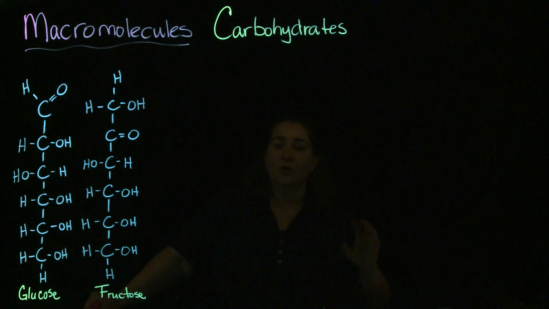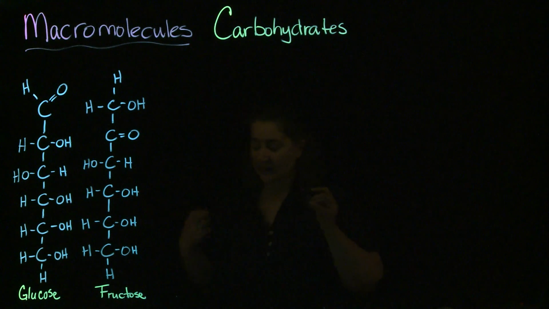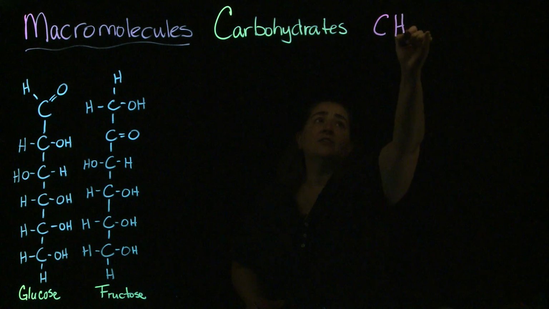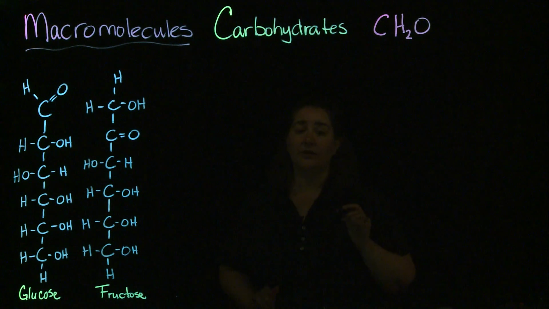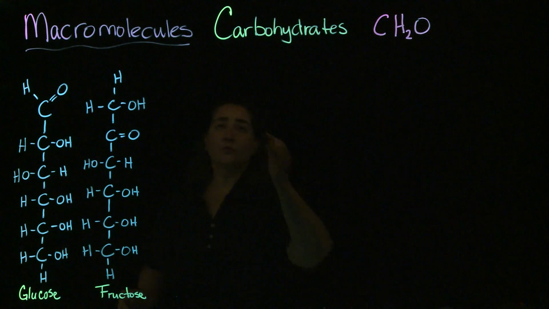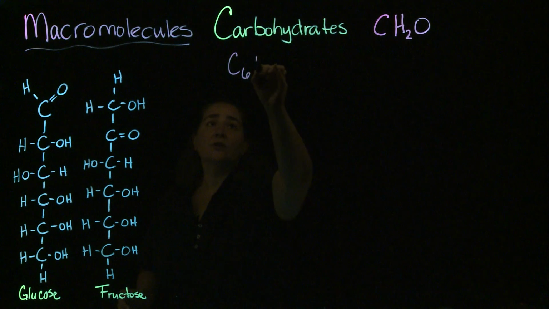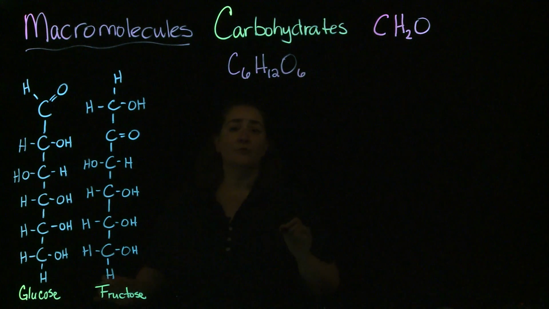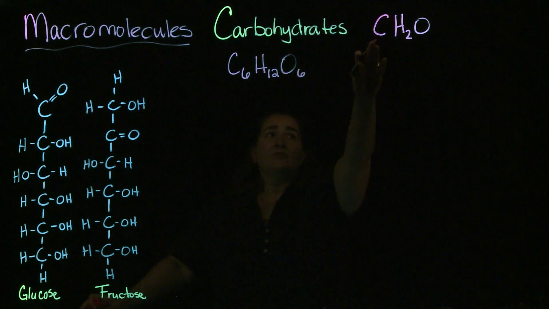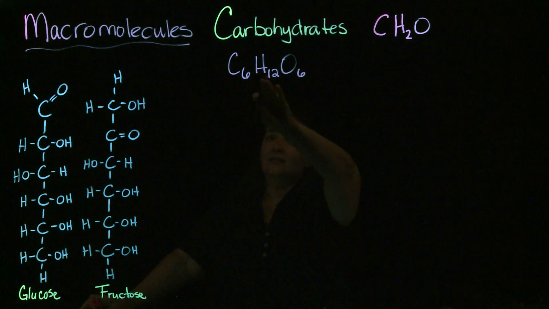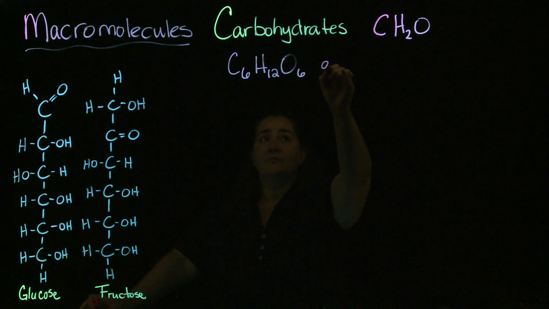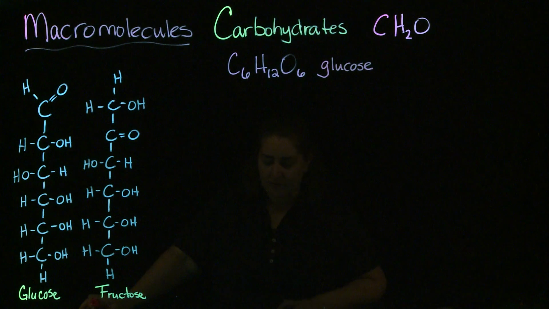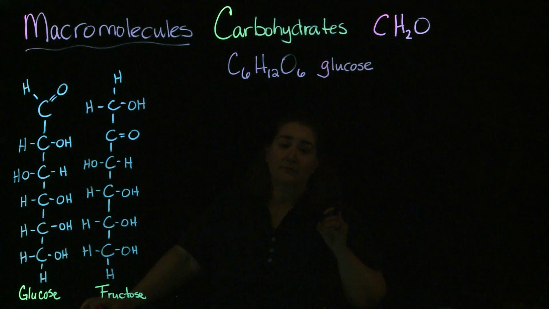Carbohydrates have the basic chemical ratio of CH2O. Last week I gave you one of our first carbohydrates, C6H12O6. You can see if you multiply CH2O by 6, that's how you'd get C6H12O6. This is the written form of glucose.